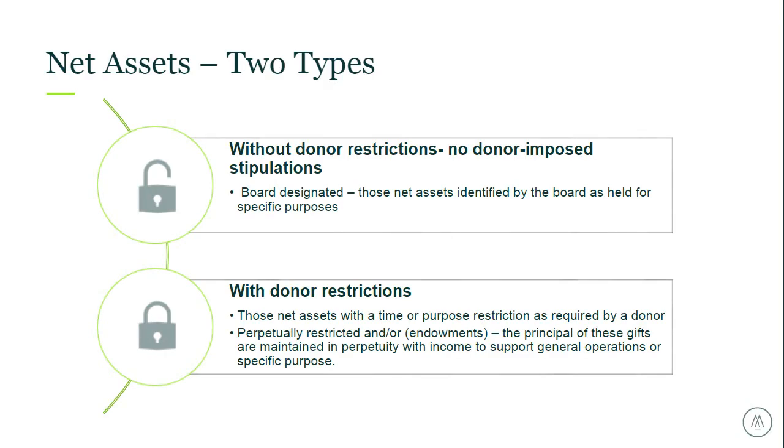So I think the important thing when you're looking at, as Matt said, the statement of financial position, that really shows the assets and the liabilities of the organization and the type of net assets. And there are two types of net assets.